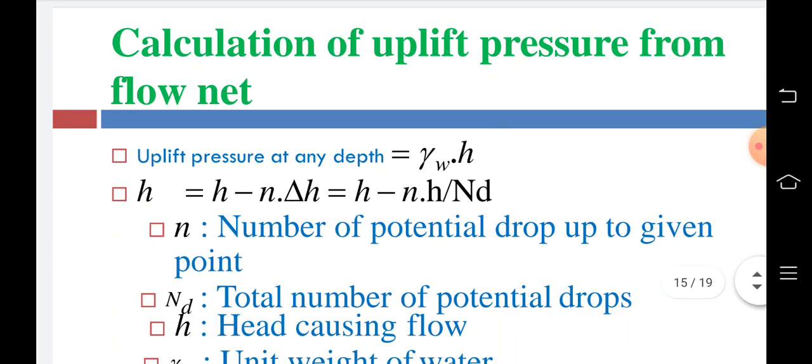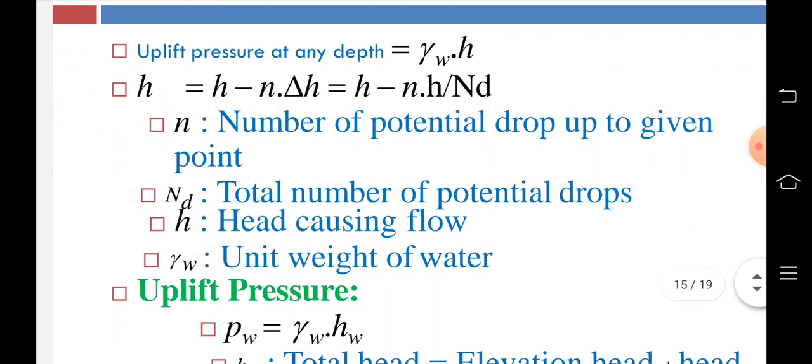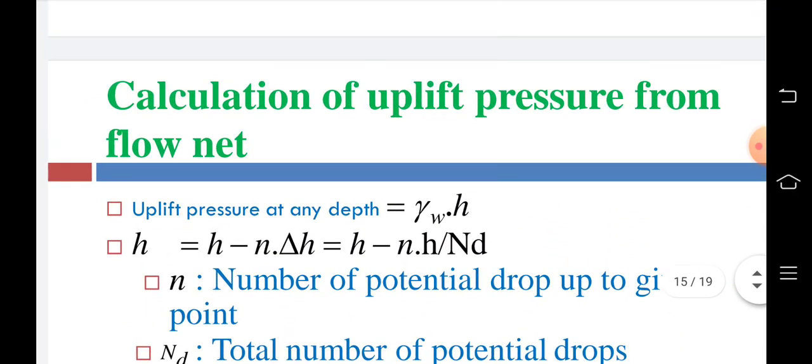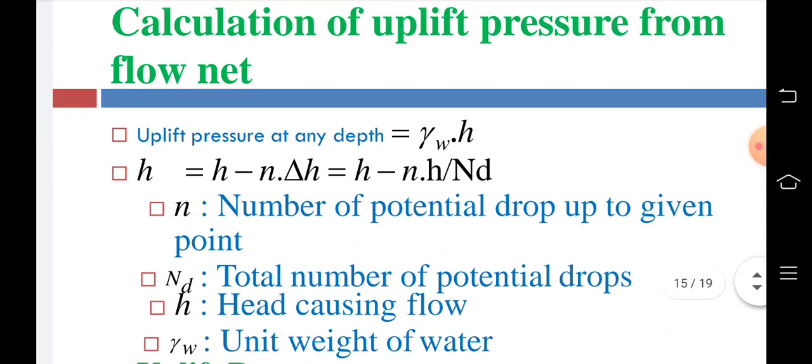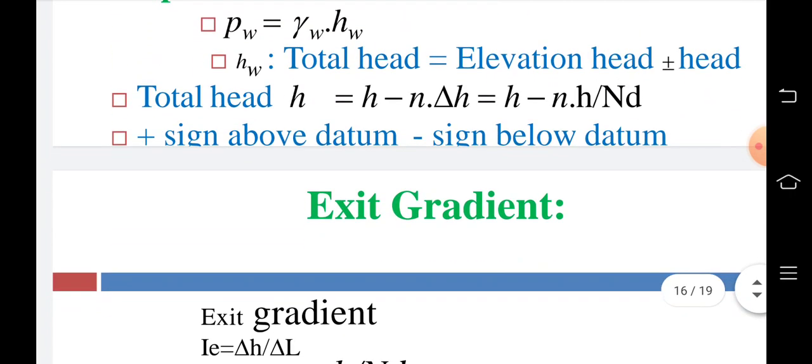Then the calculation of the uplift pressure. The uplift pressure at any depth can be calculated as gamma W into h, where this h is equal to H minus n into delta H, that is equal to H minus n into H upon Nd. So n is the number of potential drops, Nd is the total number of potential drops, H is the head which is causing flow, and gamma W is the unit weight of the water. So here we can calculate the uplift pressure.